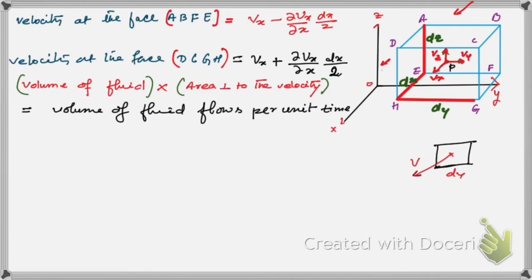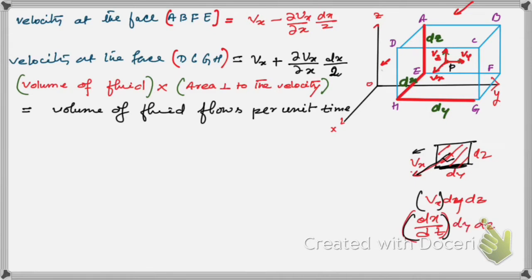and suppose its length is dy and breadth is dz, then its area will be dy into dz. Now here you see, if you multiply velocity v with the area of this surface, then you will get v dy dz, right? You will get this. So v means what? Here in this direction we have taken vx along the x-axis, right? So vx will be dx by dt, right?